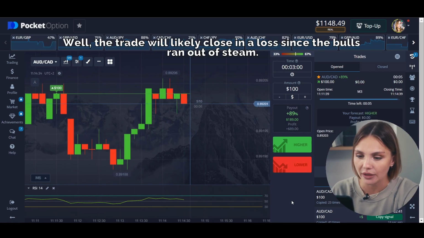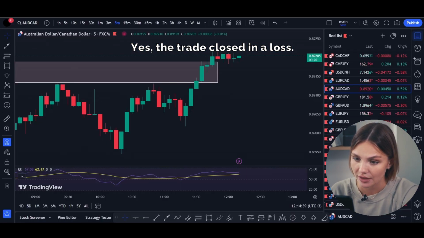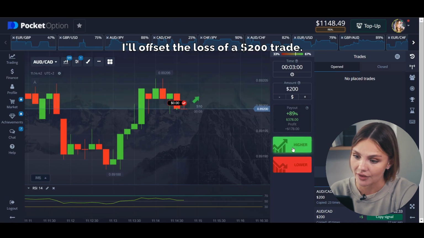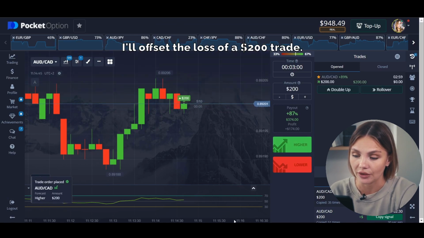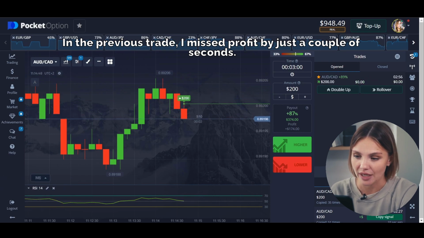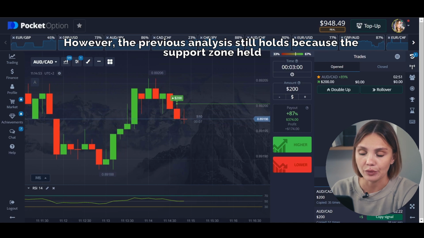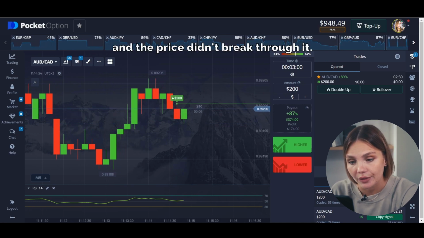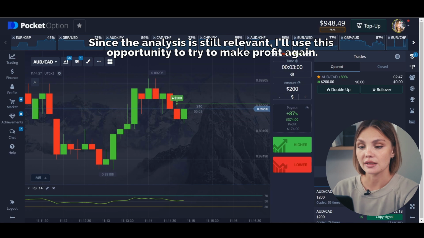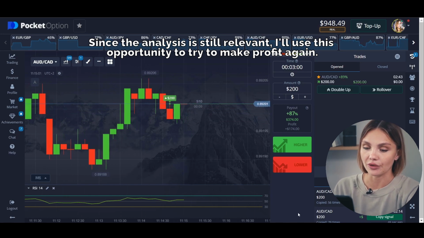Well, the trade will likely close in a loss since the bulls ran out of steam. Yes, the trade closed in a loss. It's alright, I'll offset the loss with a $200 trade. In the previous trade, I missed profit by just a couple of seconds. However, the previous analysis still holds because the support zone held and the price didn't break through it. Since the analysis is still relevant, I'll use this opportunity to try to make profit again.